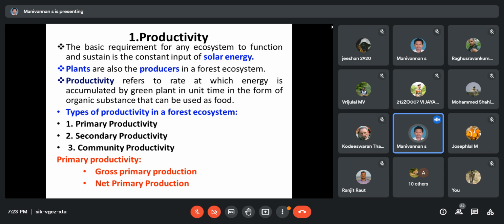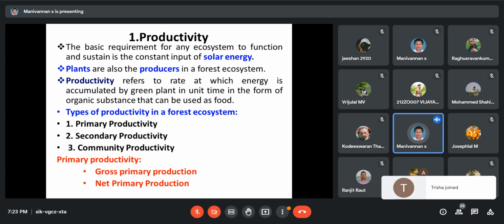Okay. Right. Generally, what is the meaning of productivity? The productivity refers to the rate at which energy is accumulated by green plants in unit time in the form of organic substances that can be used as food. Again, what is productivity? The productivity refers to the rate at which energy is accumulated by green plants in unit time in the form of organic substances that can be used as food.